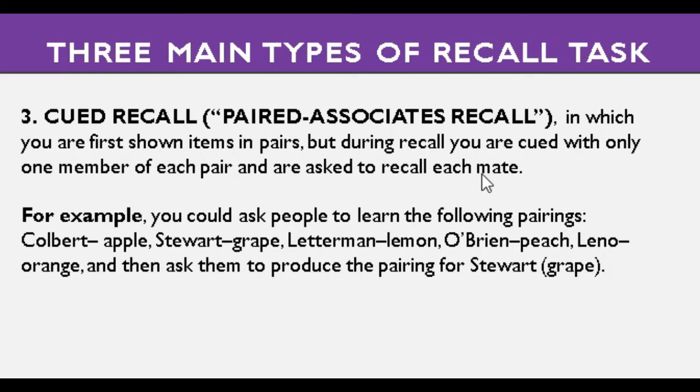We also have cued recall, or what we also call paired associates recall, in which you are first shown items in pairs, but during recall, you are cued with only one member of each pair and are asked to recall each mate. Okay, so this is the example. You could ask people to learn the following pairings like Colbert apple, Stewart grape, Letterman lemon, O'Brien peach, Leno orange, and then ask them to produce the pairing for Stewart. So which is now Stewart will be the grape. Okay, so we are trying to recall something that has been paired.